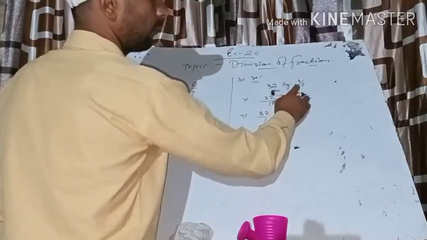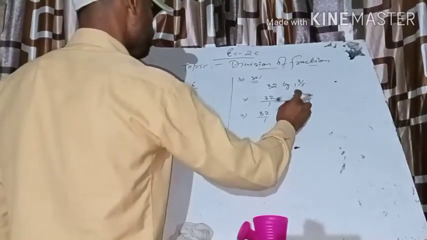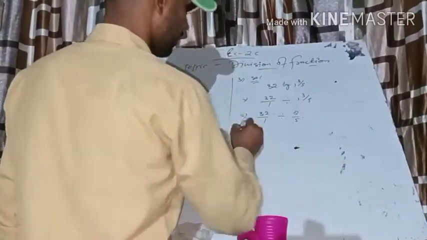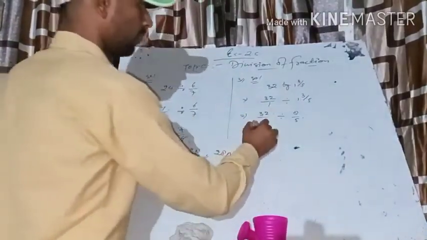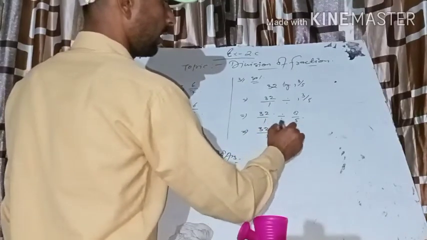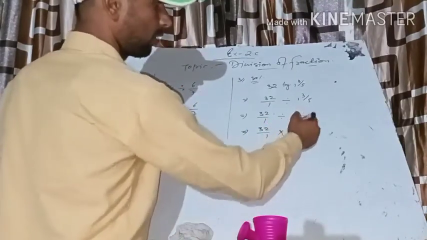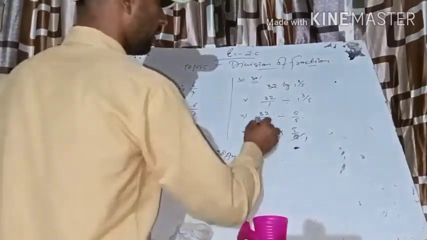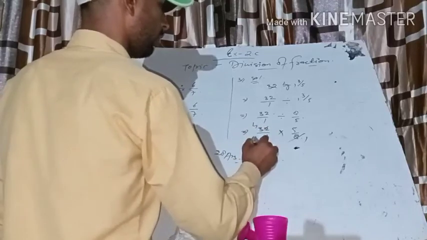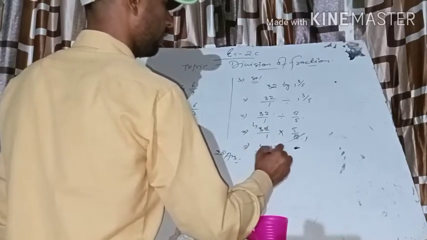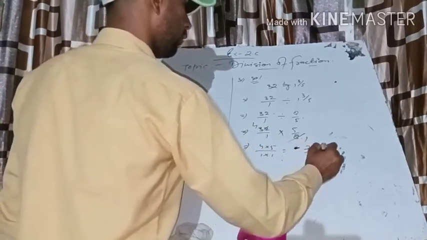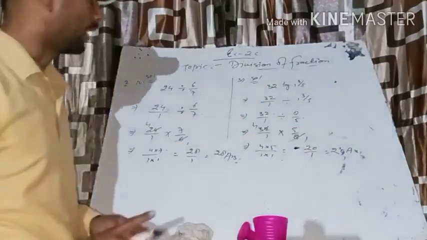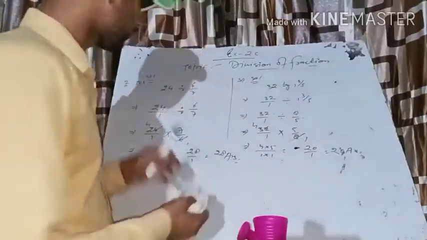1 five is 5, plus 3 becomes 8, so 8 by 5. In the next step, in place of the division we will use the multiplication sign and take the reciprocal of the second fraction. It becomes 5 upon 8. 8 fours are 32. Now 4 into 5 upon 1 into 1 becomes 20 by 1. Your answer is 20. So I hope you got the idea of how to divide fractions. Okay, beta.